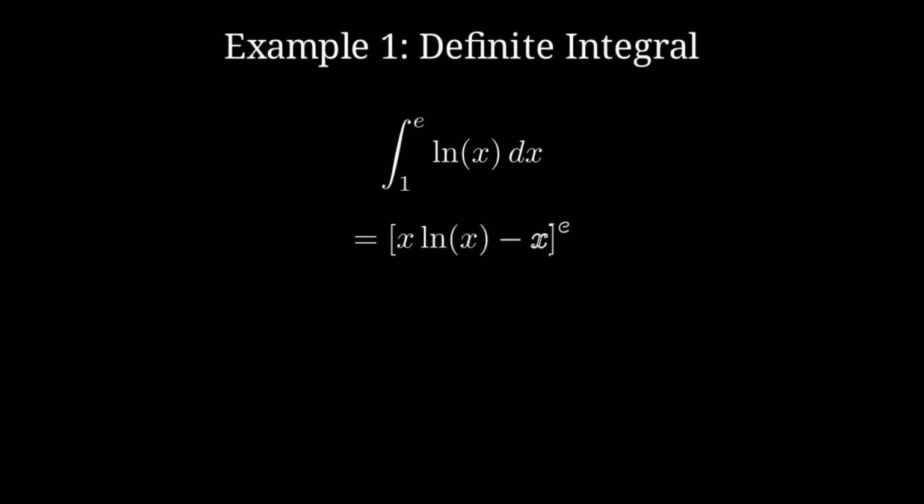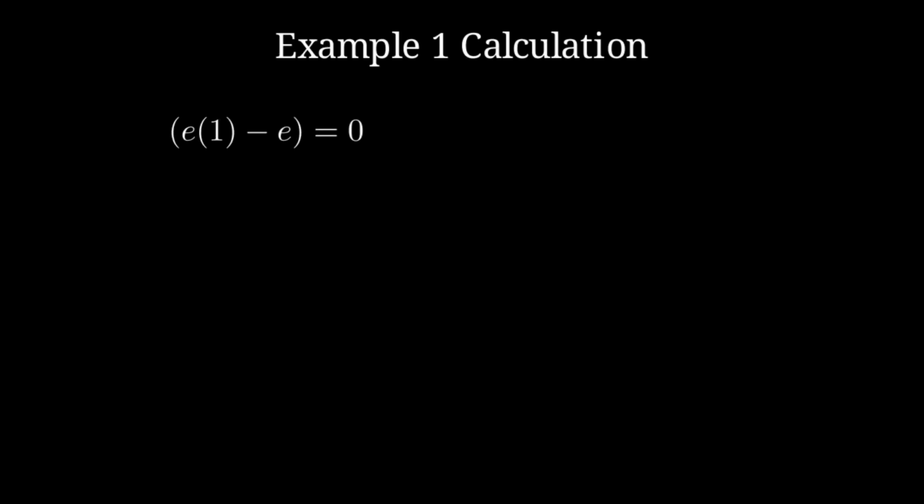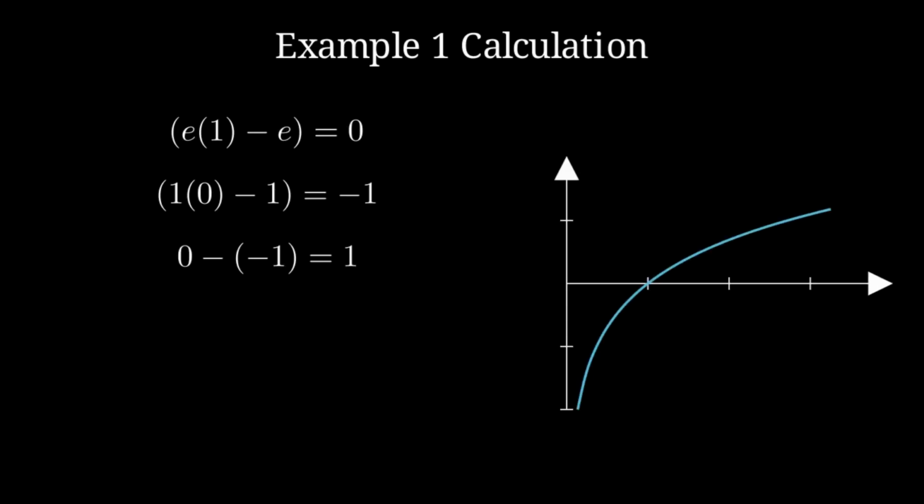We substitute the upper bound e and the lower bound 1 into our antiderivative. Remember that the natural log of e is 1, and the natural log of 1 is 0. The first part simplifies to e minus e, which is 0. The second part simplifies to 0 minus 1, which is negative 1. Subtracting negative 1 gives us a final area of exactly 1. This is a clean, significant result in geometry.